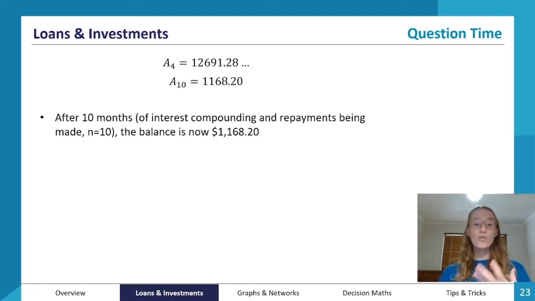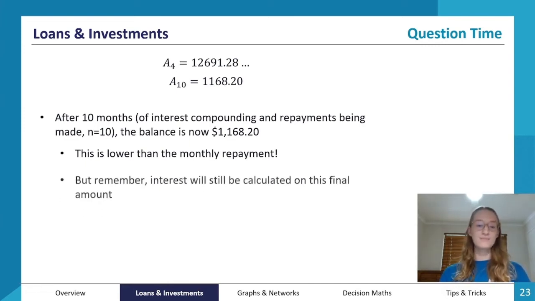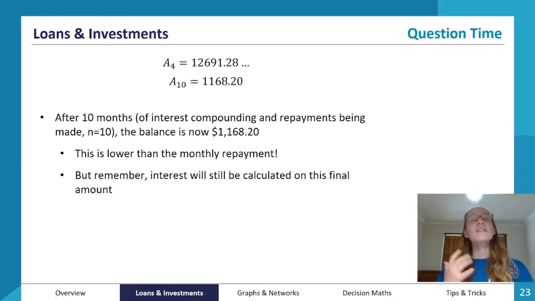They're only left owing $1,168.20, which is lower than the monthly repayment. They're repaying $2,000 a month. So we know that this month is going to be the month that they're able to pay out their loan. But this is a step that quite a lot of people forget to do because it's a little bit tricky to think about it in your mind.